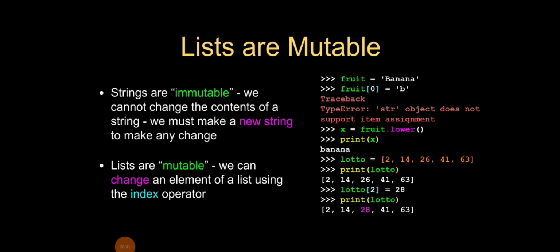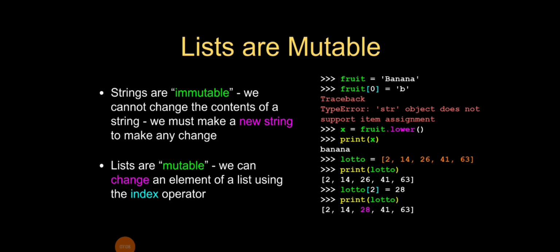And then lists are mutable. Strings are immutable. We cannot change the contents of a string. We must have a new string to make any changes. But lists are mutable. We can change an element of a list using the index operator. By using an index operator, we can change any element within the list. So here is an example for immutable and mutable.